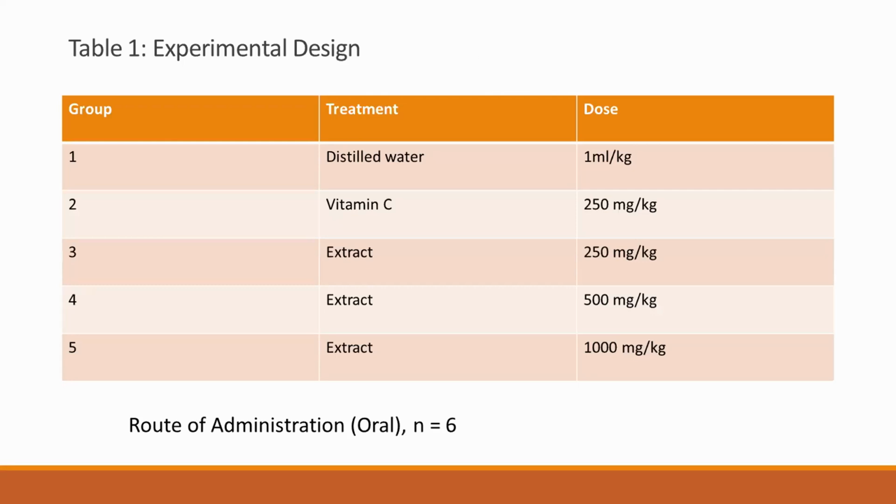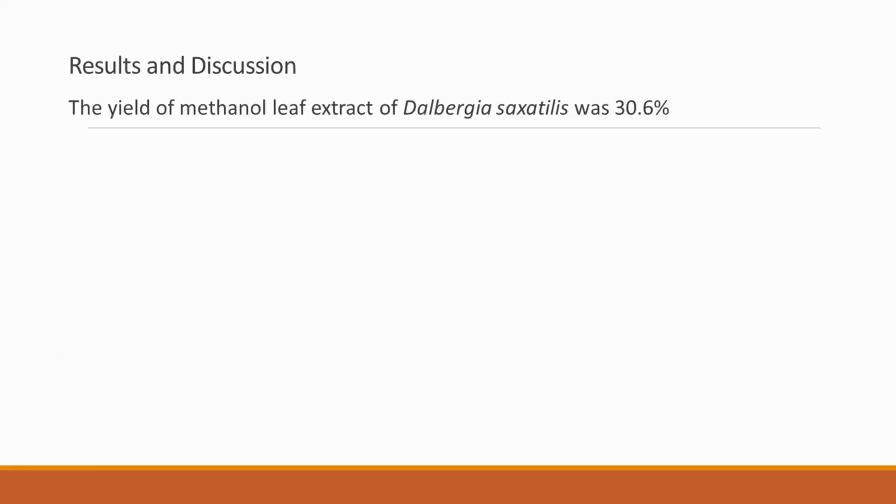This was our experimental design. We had 5 groups of 6 rats each. And the treatments were group 1 normal control, which received distilled water. Then our positive control received vitamin C, 250 milligram per kg. And then groups 3, 4, and 5 received graded doses of our extract, which were 250, 500, and 1000 milligram per kg, respectively. And treatments were done per oral. Next slide, please.